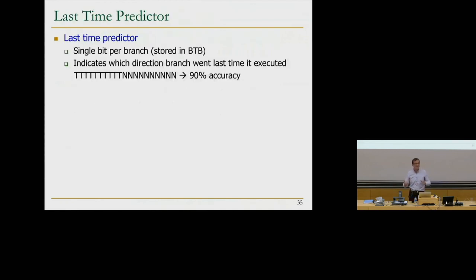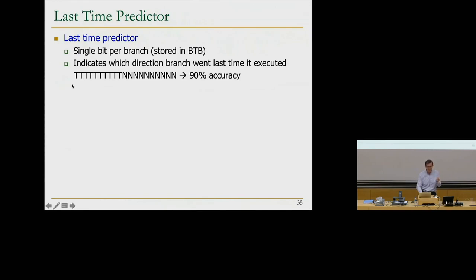So let's talk about the simplest possible predictor that you can build, the last time predictor. It does what it says, basically. You have a single bit per branch stored in the BTB. You dynamically change that bit. This indicates the direction the branch at program counter X went last time it was executed. So the first time it's executed, assuming the branch is taken, you set that bit to 1. The next time you fetch that branch, you predict it as taken.